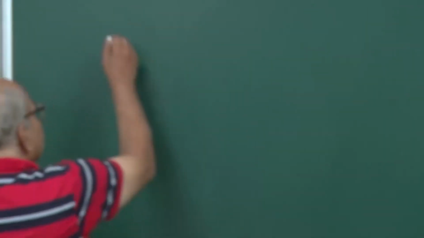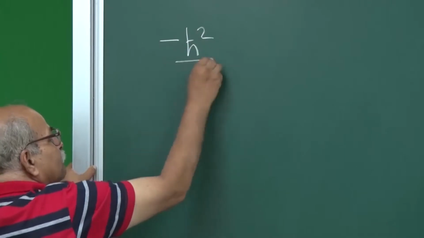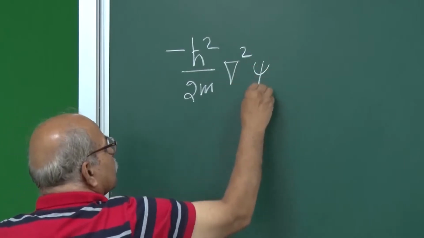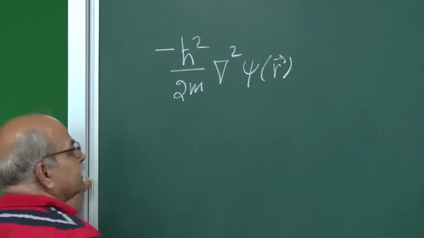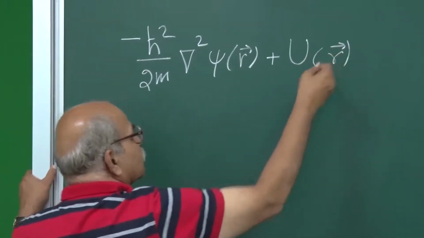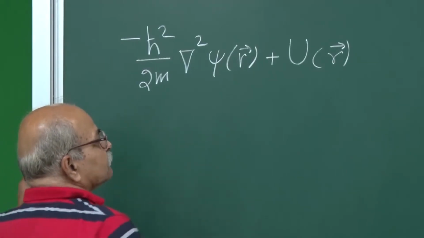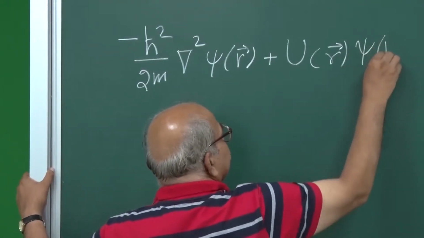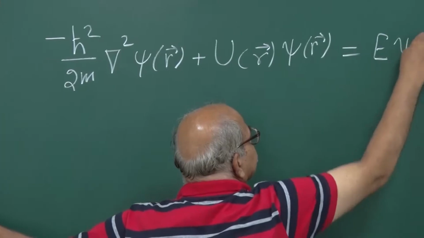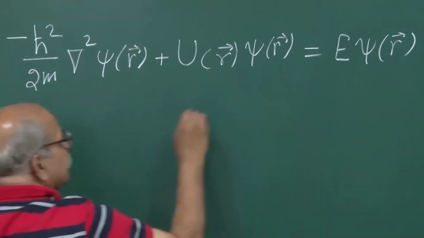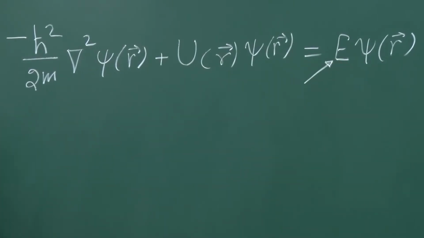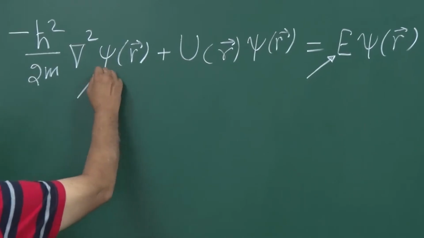again let me write, minus h cross square over 2m del square, you remember del square, psi of space coordinates, then plus potential energy function that is also dependent on space coordinates in general, and then this psi r once again multiplication by this, that is equal to E psi. So essentially in this equation we have this E which we want to find, and then we have the psi that we want to find.